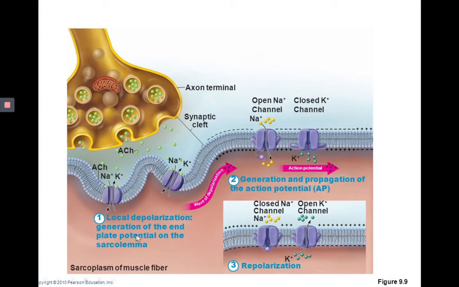More sodium enters than potassium exits, and this disrupts the charge that is normally negative inside the cell and positive outside the cell, creating a positive inside environment. And then that depolarization, which at first is local, so this is a generation of a local end-plate potential, will be able to travel and influence protein channels further along the sarcolemma.